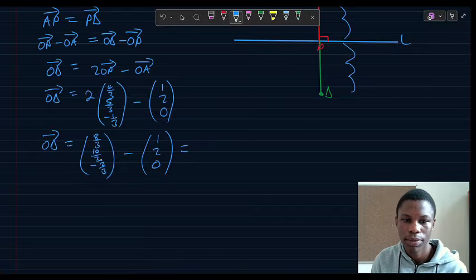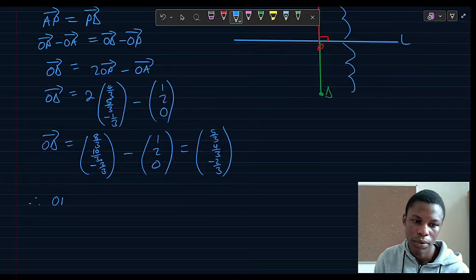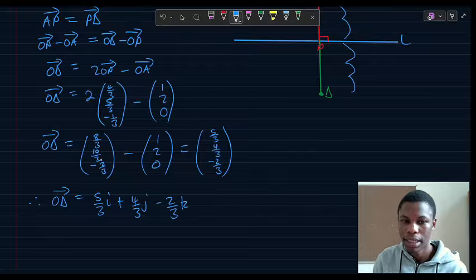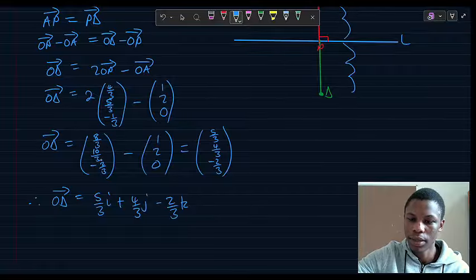So 8 thirds minus 1 gives us 5 thirds. 10 thirds minus 2 gives us 4 thirds. Negative 2 thirds minus 0 is just negative 2 thirds. And so therefore, OD has to be 5 thirds i plus 4 thirds j minus 2 thirds k. And that is D, the reflection of A in L.